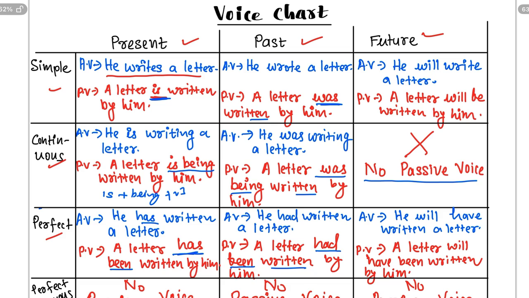In future we use will have. He will have written a letter. So in passive voice it will become a letter will have been written. So will plus have plus been plus third form of the word.